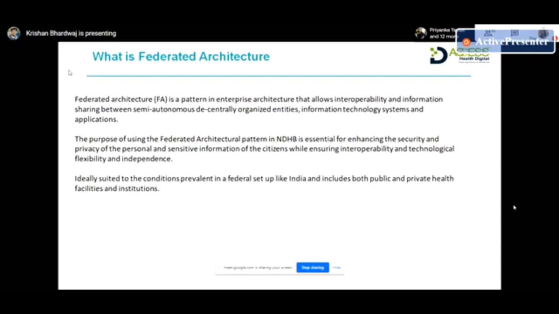So ideally, federated architecture is well suited for a country like us, because health is a state subject in India, and the center alone cannot take all the decisions related to health. States and centers together have to take the decision, and primarily states have to take the decision. So in this given size and conditions, a federal setup is the big requirement for the country.